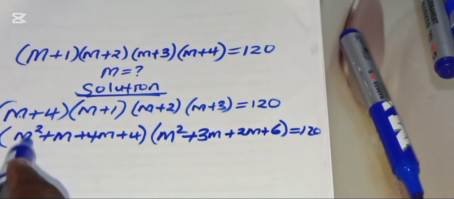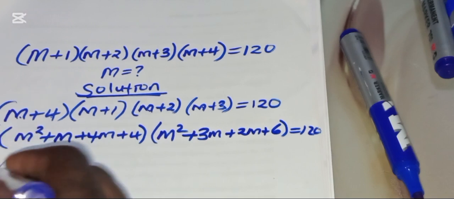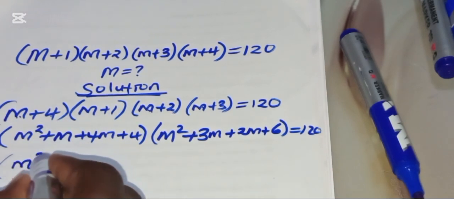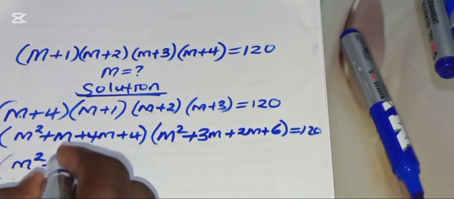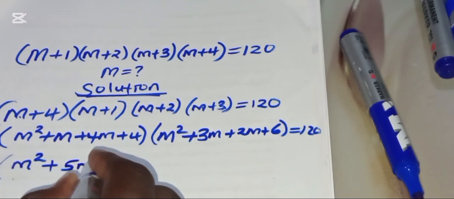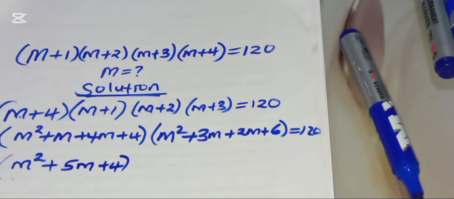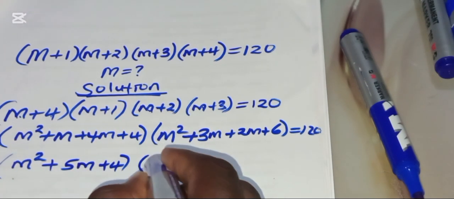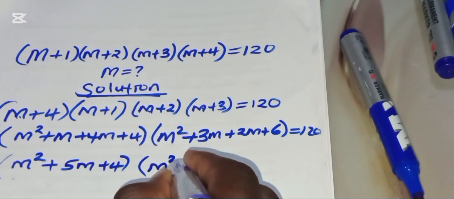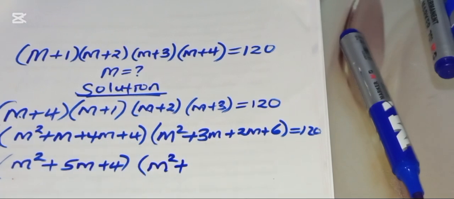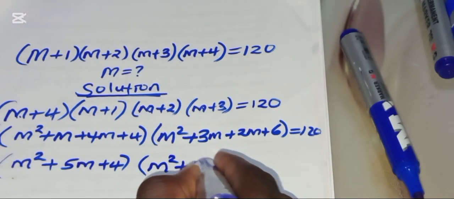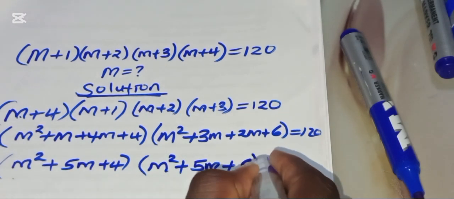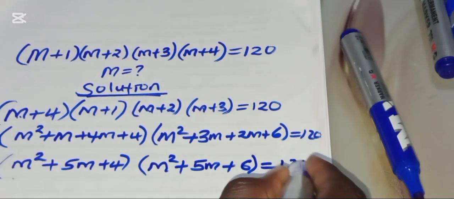So from the first parenthesis, you'll have m squared. Let's collect the like terms. You'll have m plus 4m, this is 5m, plus 4. Into the second parenthesis, let's collect the like terms again. You'll have m squared plus 3m plus 2m, this is 5m, plus 6. This is equal to 120.